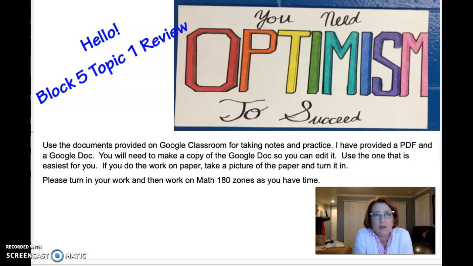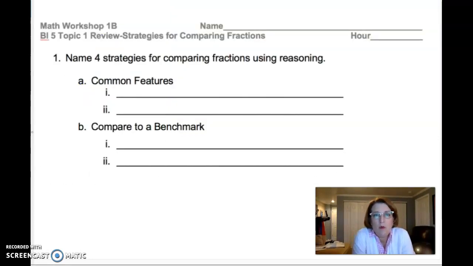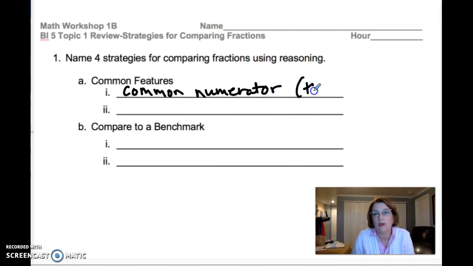So everything we've done in Topic 1 has been to review fractions, to review how to compare fractions. And we've gone over 4 different strategies. The ones that used common features were the common numerator strategy, and that's where you focus on the denominators. You think about the denominators. So it's actually kind of the opposite of what you might think. If it's the common numerator, focus on the denominator.